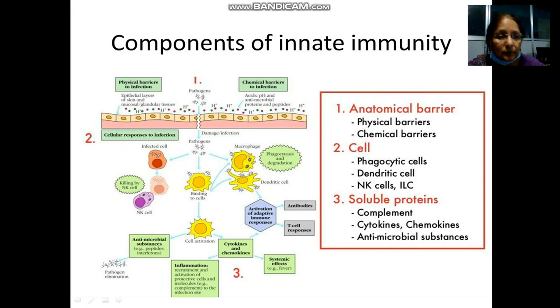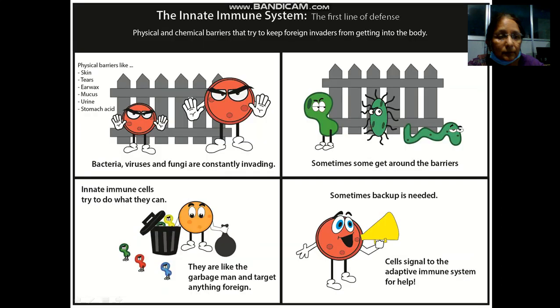Now cells: phagocytic cells and dendritic cells engulf the bacteria or pathogen and kill them, leading to activation and finally activation of the B cells and T cells, and antibodies and T cell cytotoxic cells are produced. Soluble proteins are produced by these cells. These are complement, cytokines and chemokines, and they respond. They either eliminate the pathogens, or produce inflammation, or produce systemic effects, that is the fever.